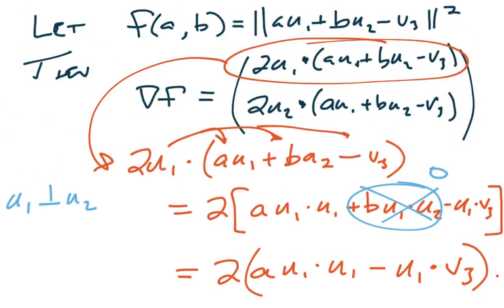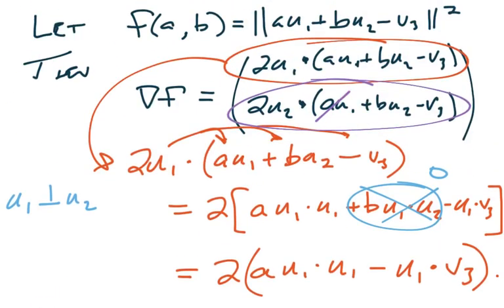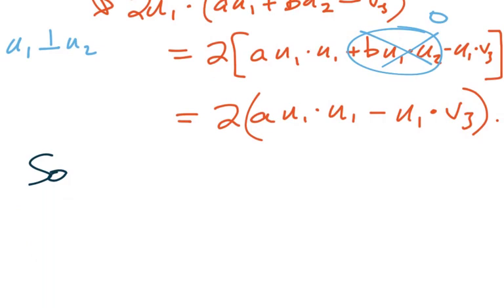You would get the same thing if you did the second line of this, except the a u1 dot u2 would vanish, and you'd be left with b u2 dot u2 minus u2 dot v3. All right, same idea. So, all told, we are trying to minimize this function, f. Right, I called it f up here just for simplicity. We want to minimize this thing.